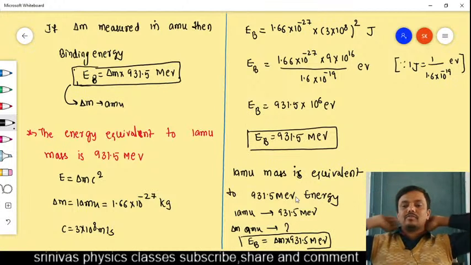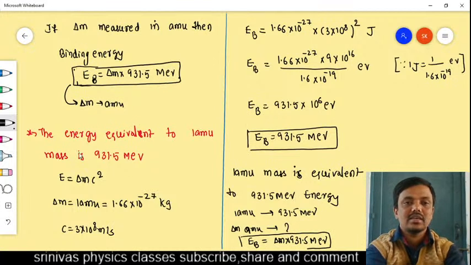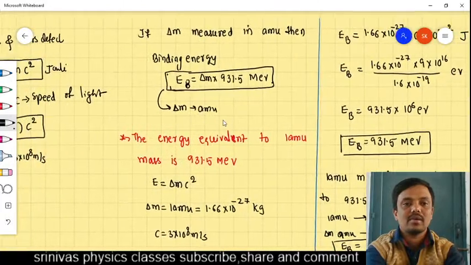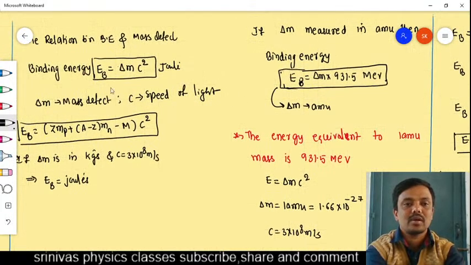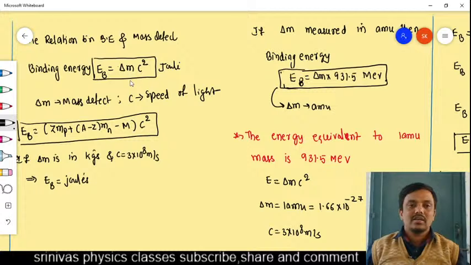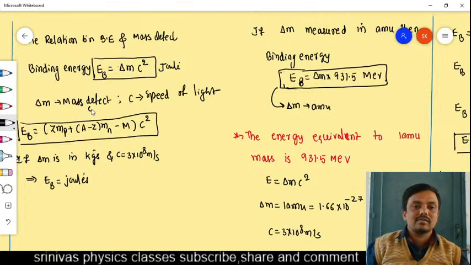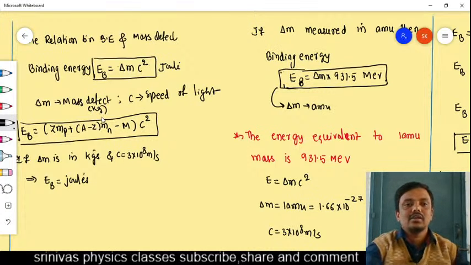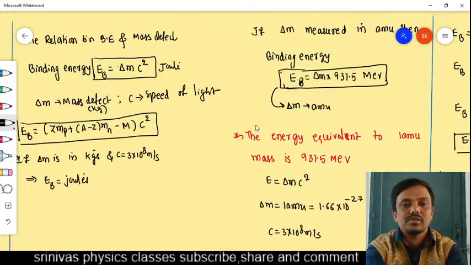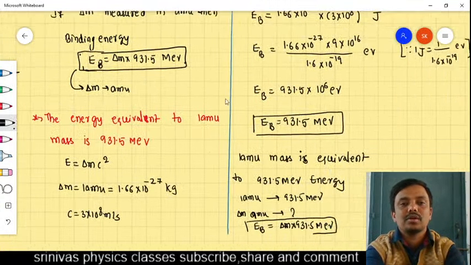And we have two formulas for the binding energy. One is delta m into 931.5; while using this formula, delta m must be in AMUs. The other is delta m c square; while using this formula, delta m must be in kgs, and you will get the energy in joules. This is the most important point that you have to remember.